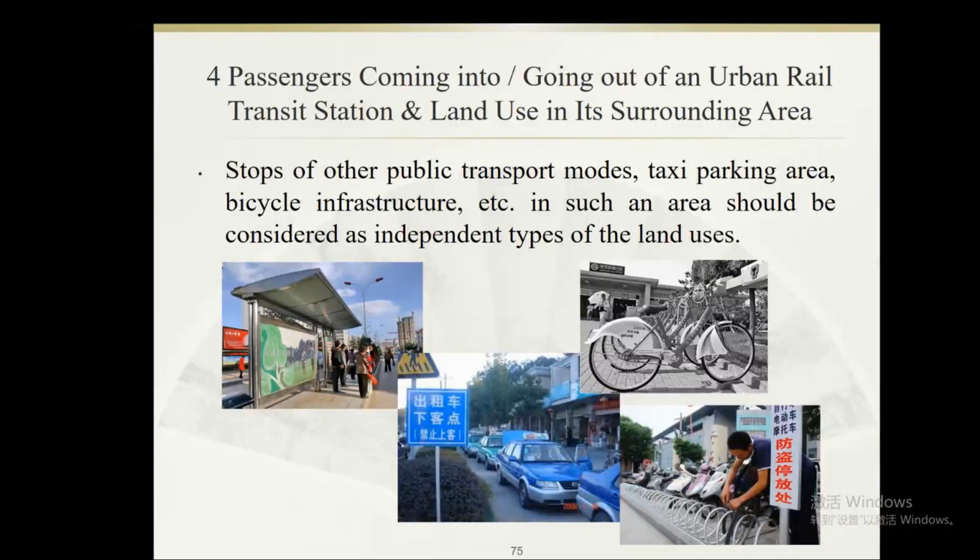Stops of other public transport modes, taxi parking area, bicycle infrastructure, etc., in such an area should be considered as independent types of land uses. A bus stop is some kind of very special land use. Parking area for taxi, for bicycle. Okay, they are all very special land use types around a railway station, because many of the passengers will come or go to these kinds of places.